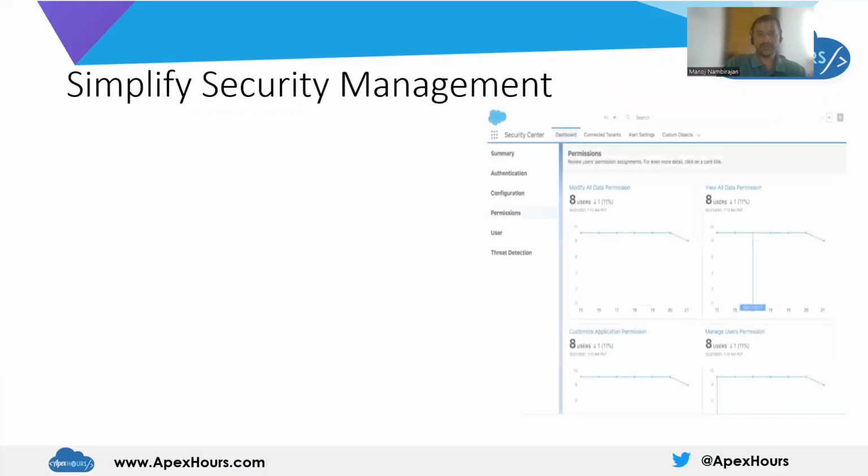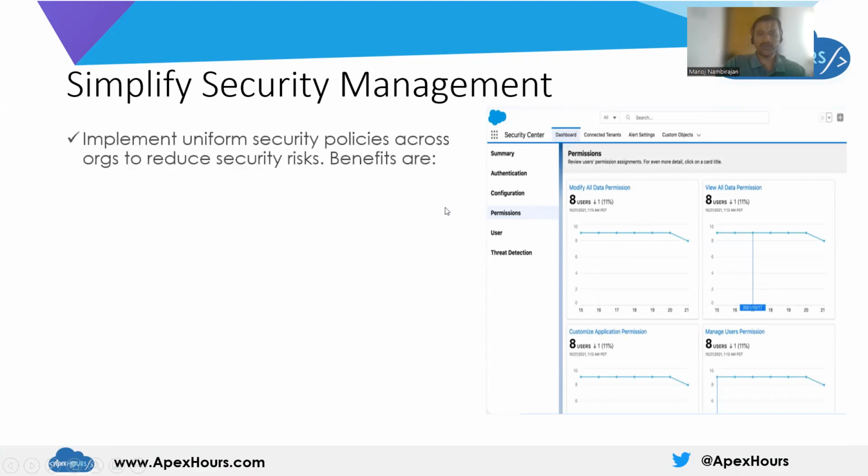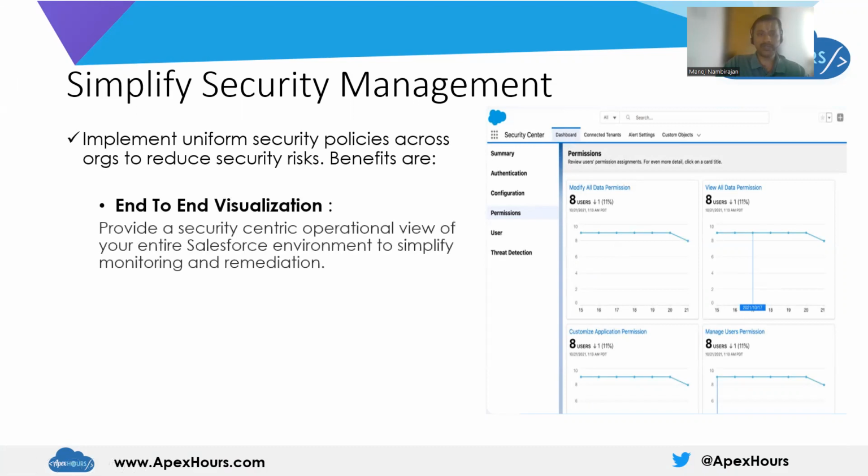Now let's look at the first pillar. Simplify security management. The screenshot on the right side gives you the high level admin permissions, and the trend chart is also shown when you look at the permissions section over here. So what are the benefits that we get from simplified security management? The first benefit is the end-to-end visualization, wherein you can see whatever changes have happened from a single page across all the tenants and take the remediation steps accordingly. So that's the end-to-end visualization for you.